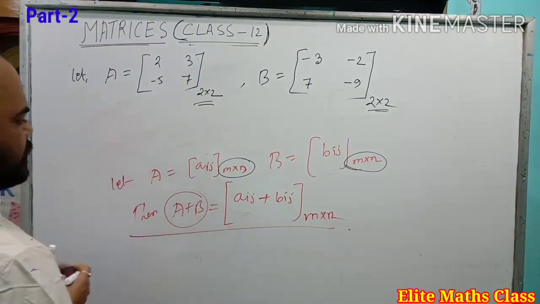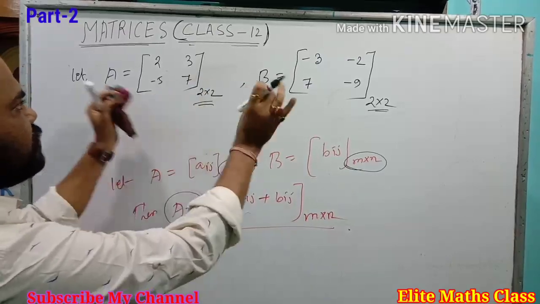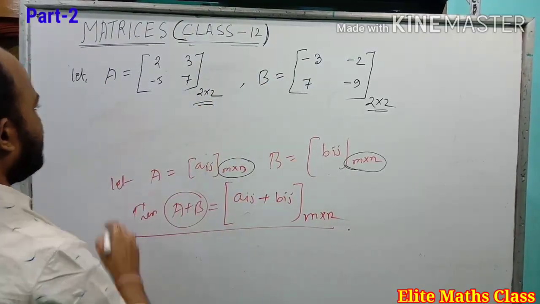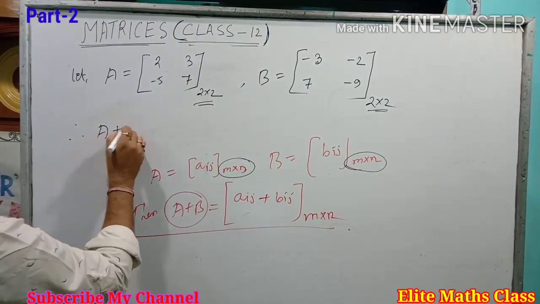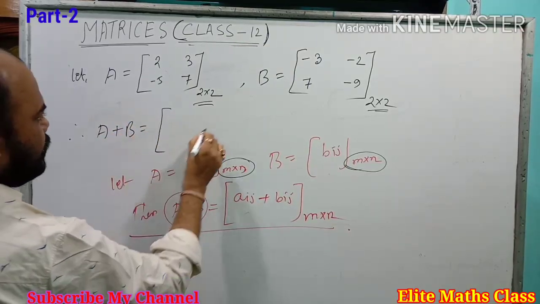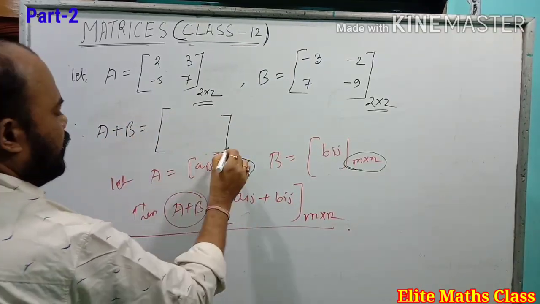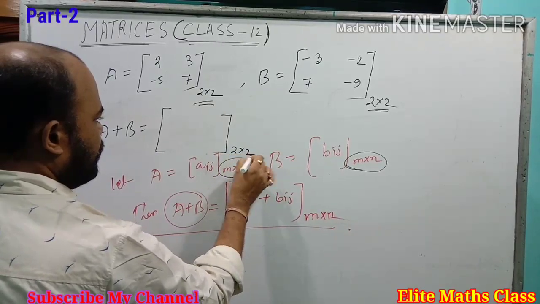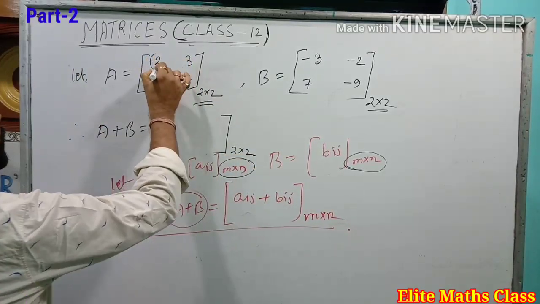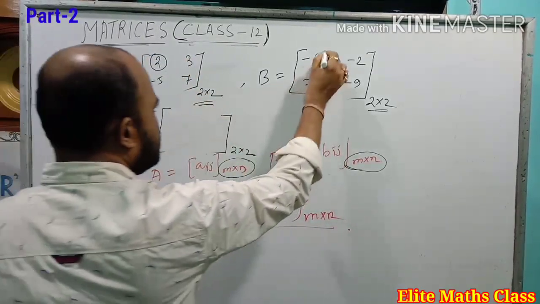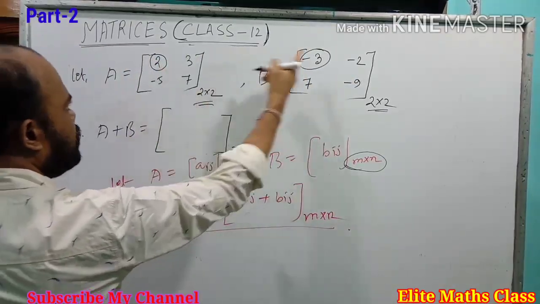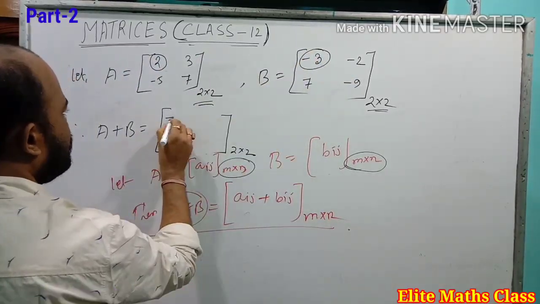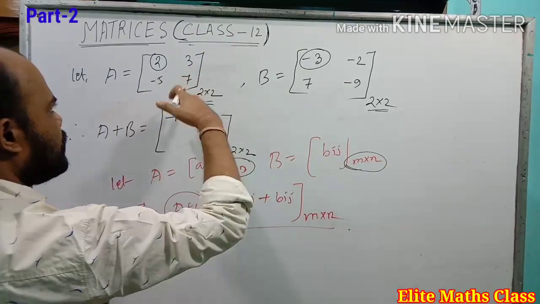Now by this definition, what is the definition? We just have to find the sum of the corresponding elements. Therefore, what will be A plus B? A plus B will be again a 2 by 2 matrix, of same order, with corresponding elements. The first element is 2, here it is minus 3, 2 plus minus 3, so it will be minus 1, that is addition of the corresponding elements.